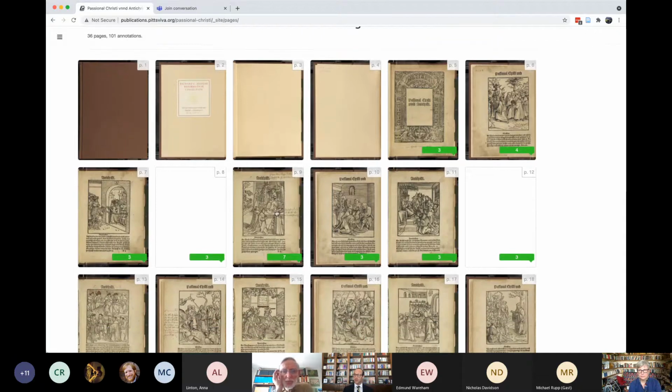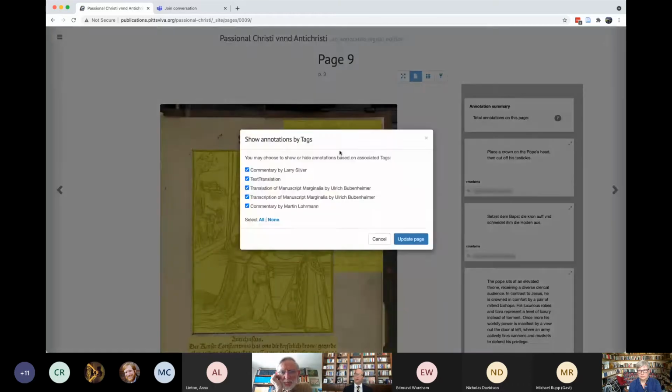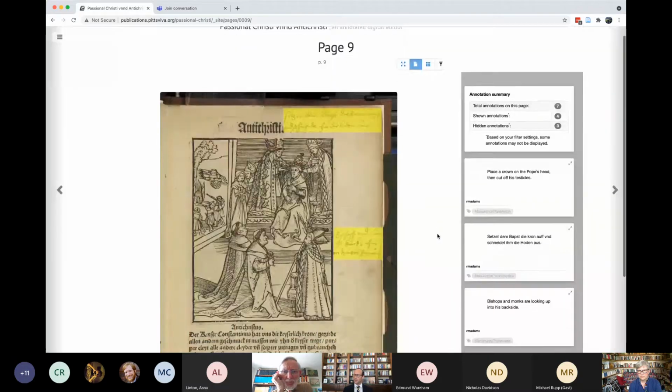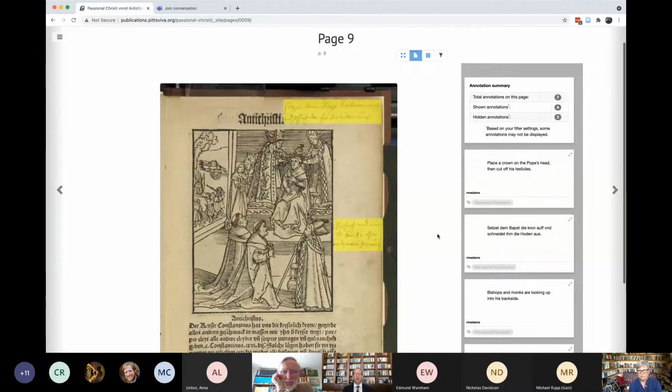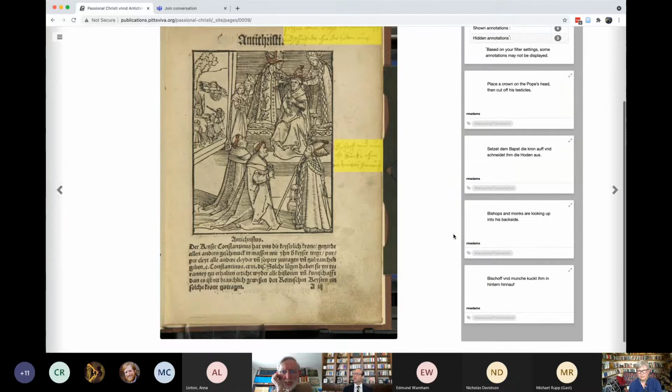So here, for example, I'll pull up one of the pages that has a number of annotations on it, and we allow the user to choose which types of annotations the user would like to see. So in this case, I will simply choose the marginalia from Professor Bubenheimer. And he was too modest to share some of these more explosive polemical elements. But if you read here, and I won't read out loud, you can see just how heightened the polemic between the Lutheran side and the papal side has become.